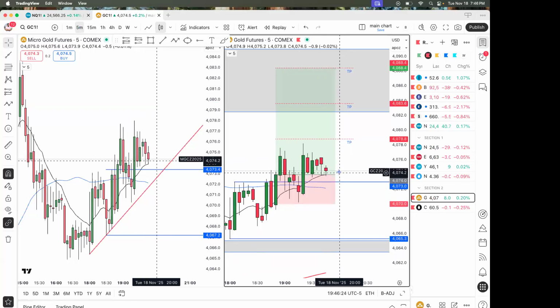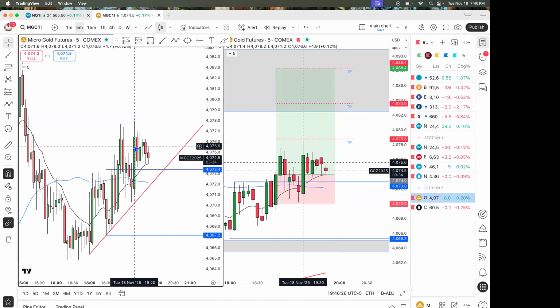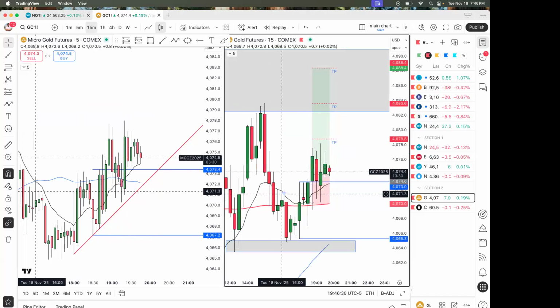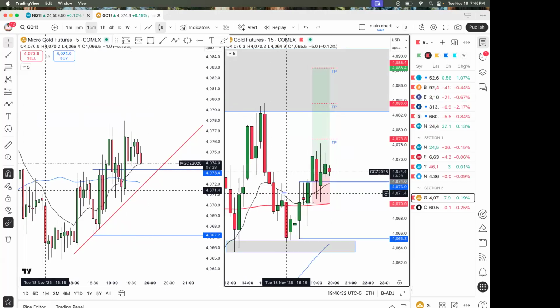Okay, I'm looking at it on micros and it looks different. It wasn't there on GC. Okay, never mind. The micro's not the real chart. This is the regular chart.